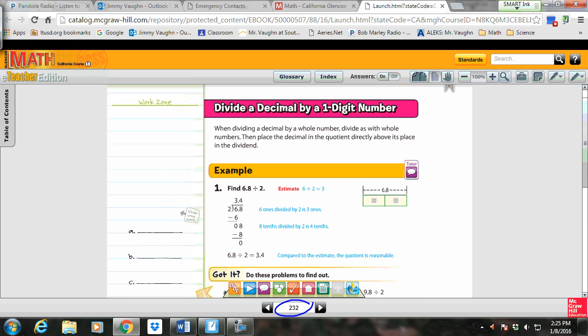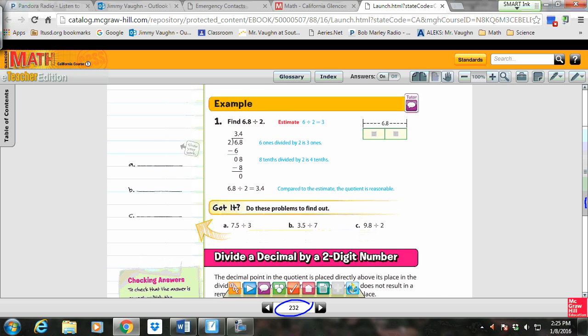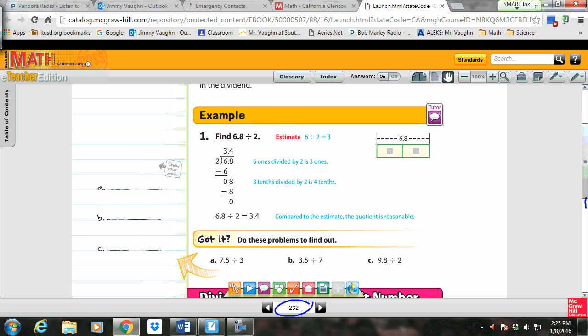So dividing with decimals. When dividing with decimals by a whole number, divide just like regular. I'm not crossing that out, I'm underlining that. Divide like a whole number, and then place the decimal in the quotient directly above its place in the dividend. So you just move it straight up. So let's pull this up a little bit. I'll make it even a little bit bigger for you.